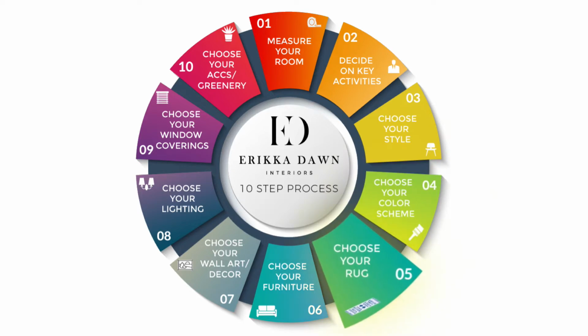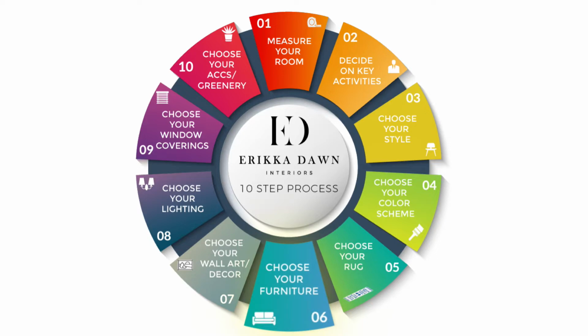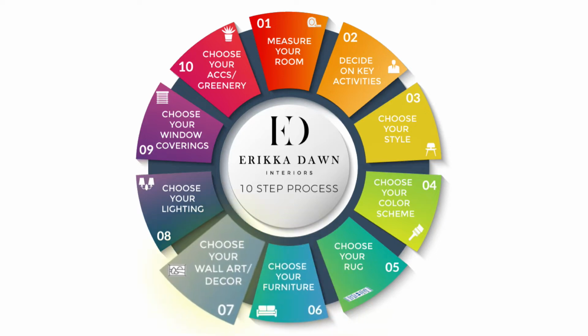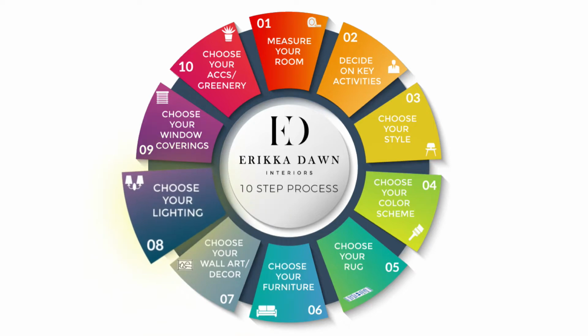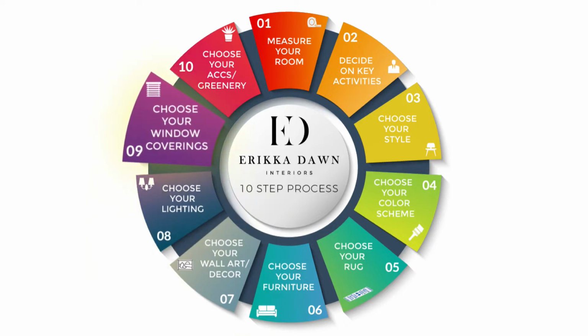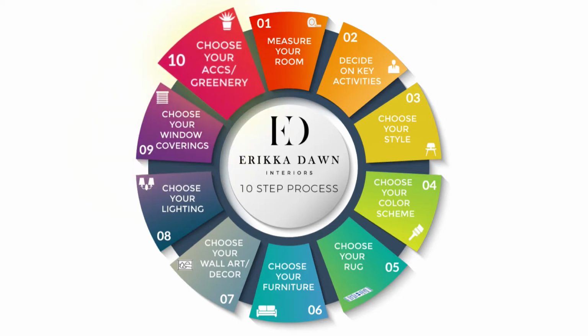Step 5, choose your rug. Step 6, choose your furniture. Step 7, choose your wall art and wall decor. Step 8, choose your lighting. Step 9, choose your window coverings. And last but not least, step 10, choose your accessories and your greenery.